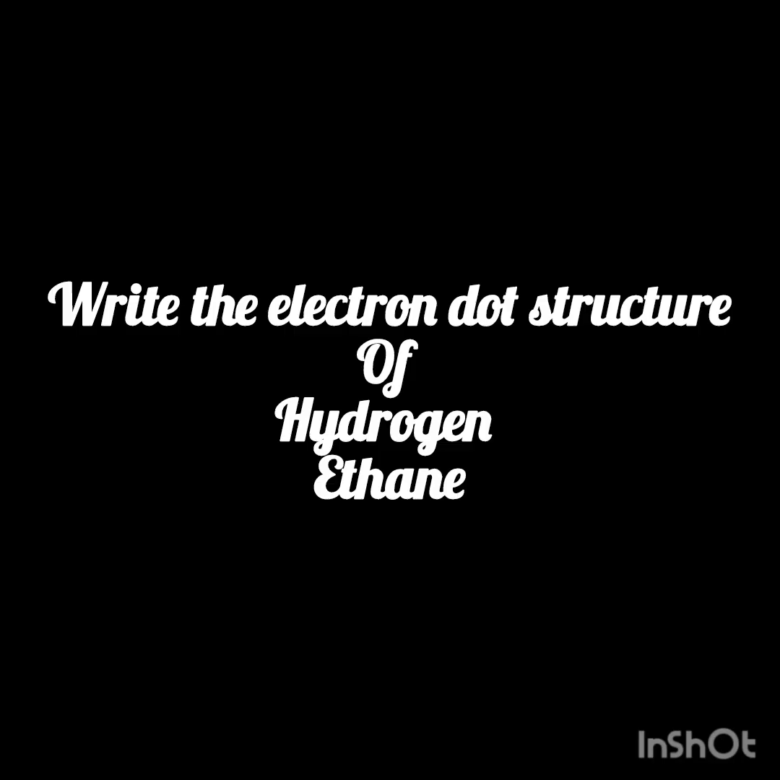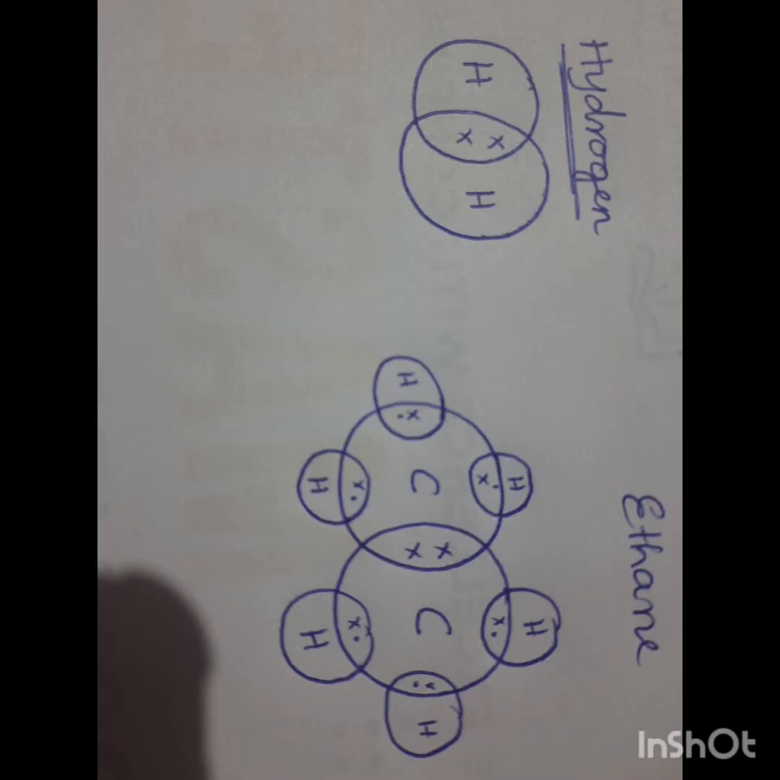Write the electron dot structure of hydrogen and ethane. Electron dot structure is one of the most important questions in the chemistry part. So this is one of the most important questions.